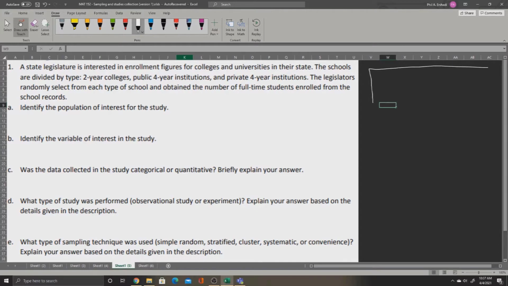This rectangle would represent the population. Let's have a look at the question and attempt to figure out what population we are discussing. Let's think about what the subject is of this question. Line 1 says that the state legislature is interested in enrollment figures from colleges and universities. So, the population we are studying are colleges and universities in their state.